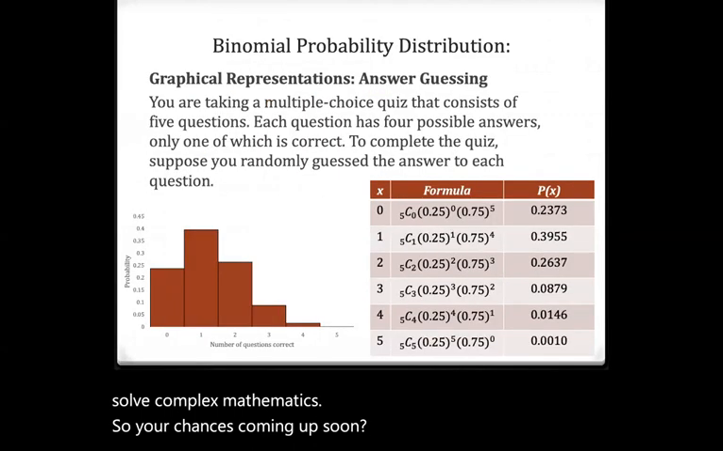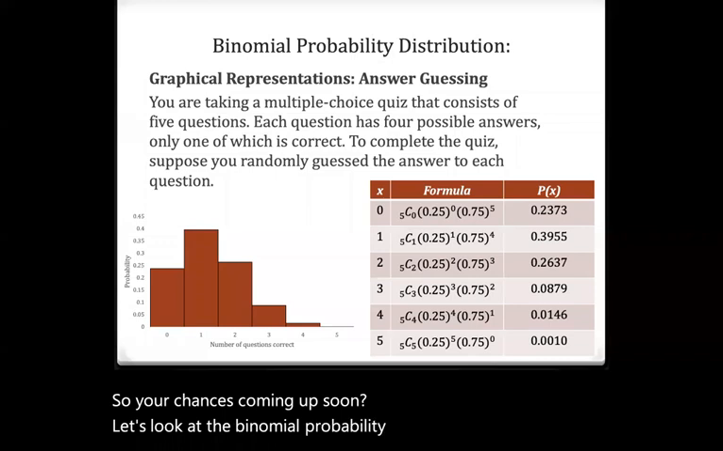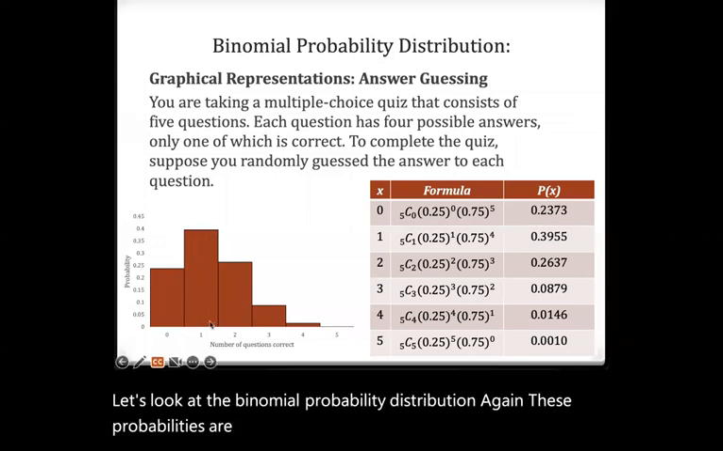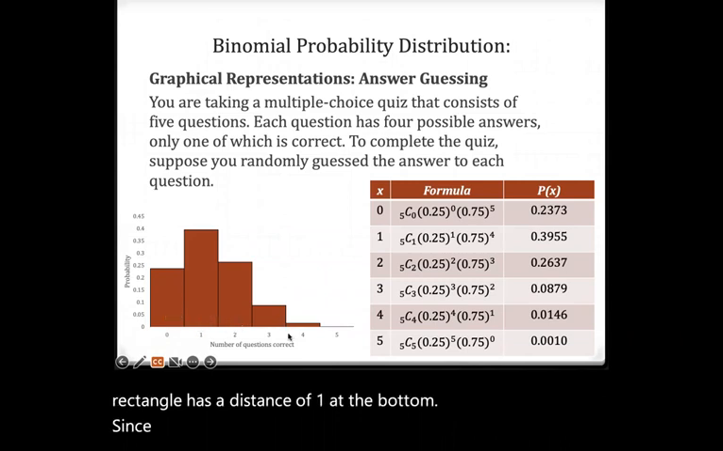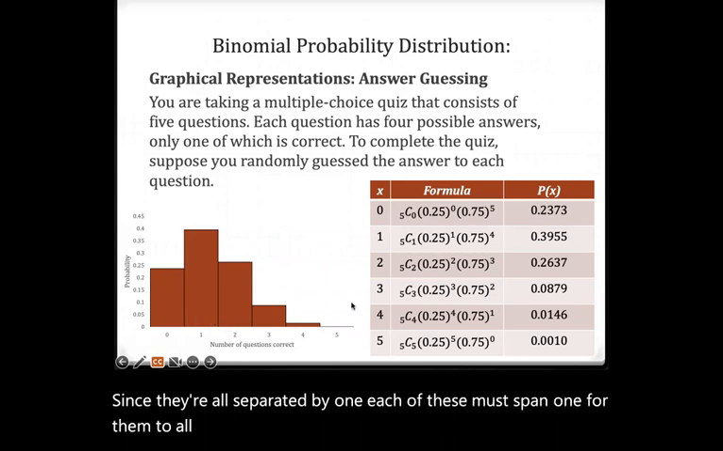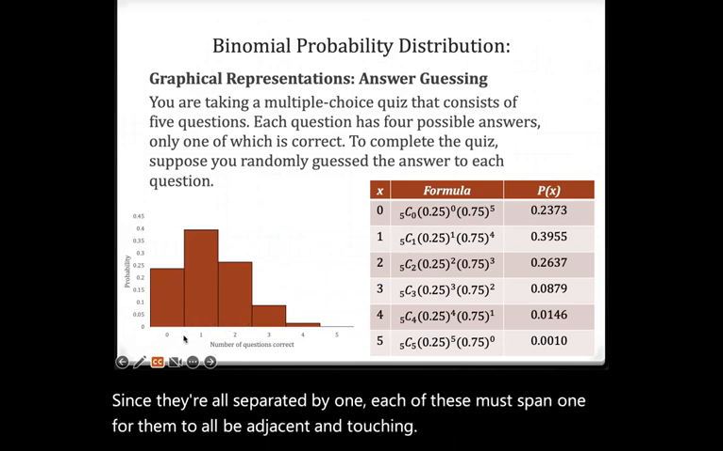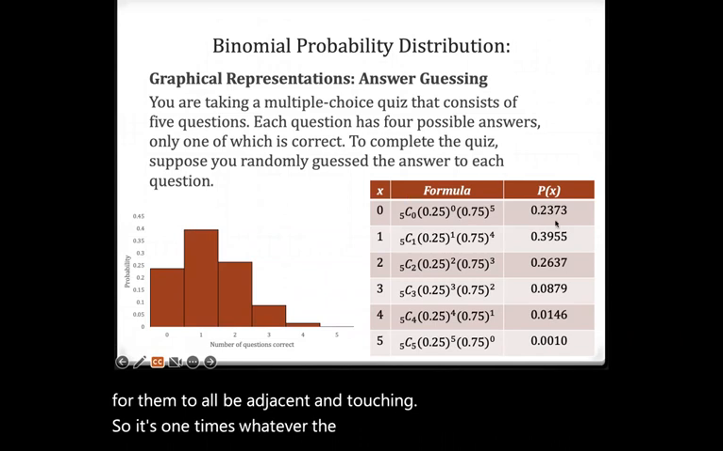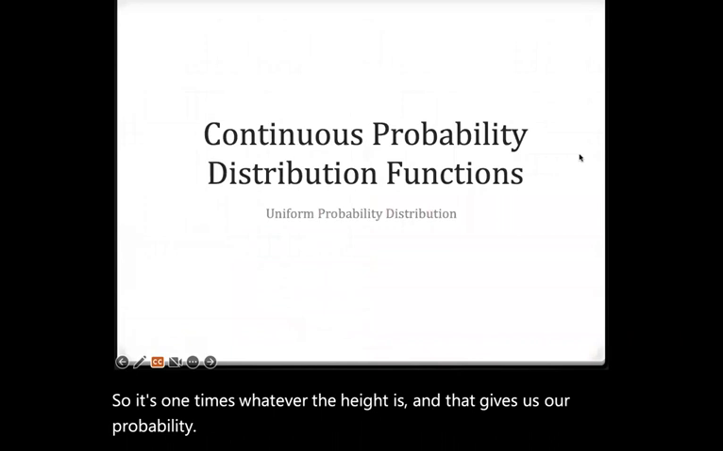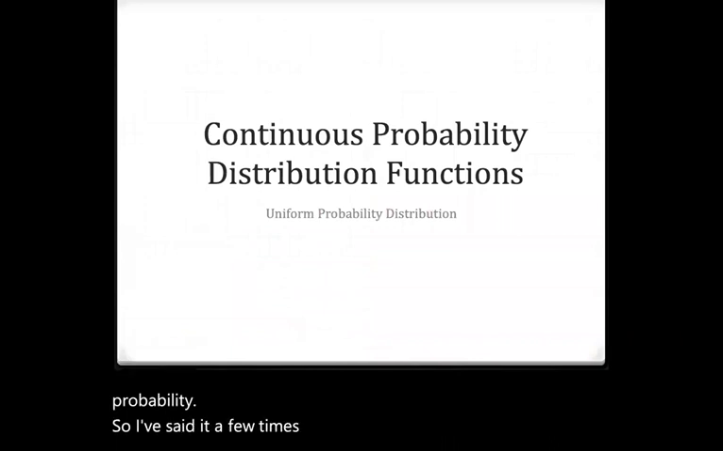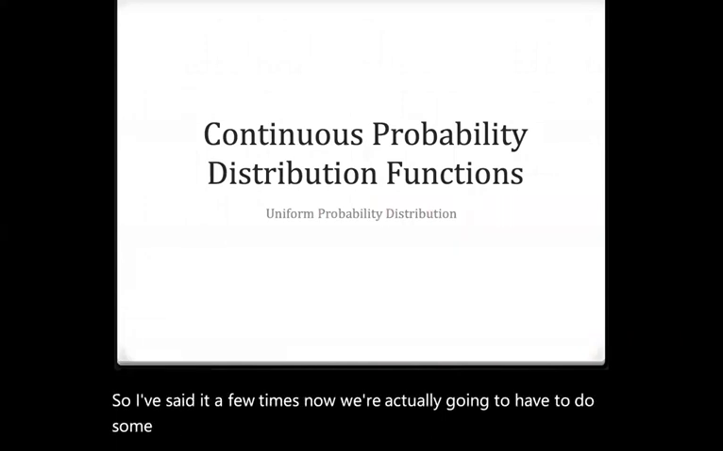Let's look at the binomial probability distribution. Again, these probabilities are actually the area of the rectangles because every rectangle has a distance of 1 at the bottom. Since they're all separated by 1, each of these must span 1 for them to all be adjacent and touching. So it's 1 times whatever the height is, and that gives us our probability. So I've said it a few times now. Now we're actually going to have to do some area calculations to get the probability.